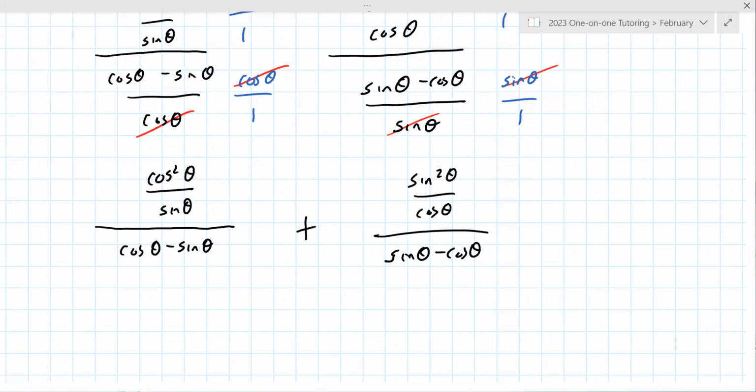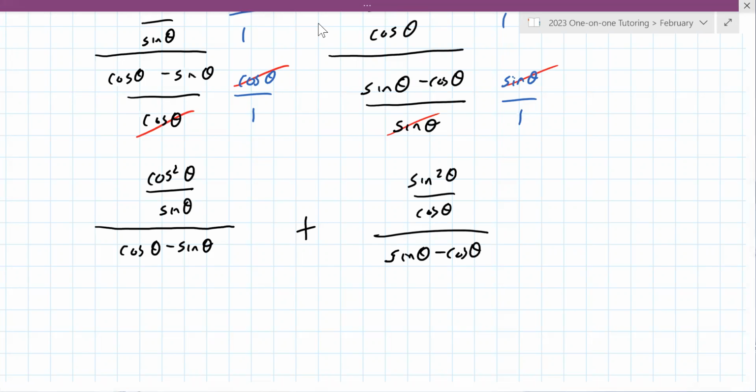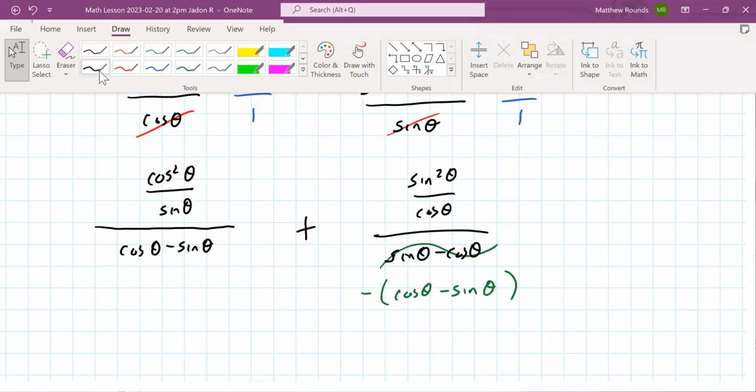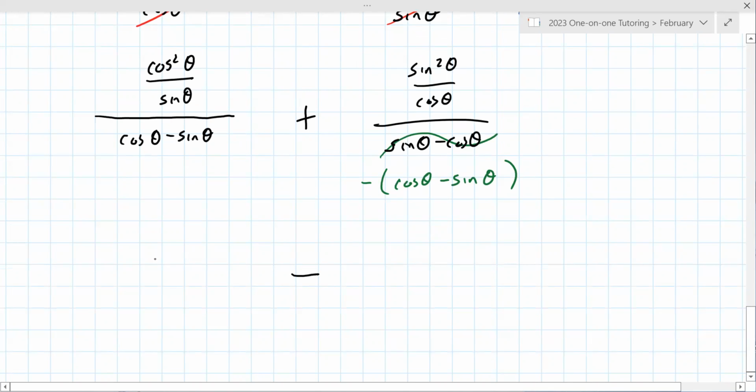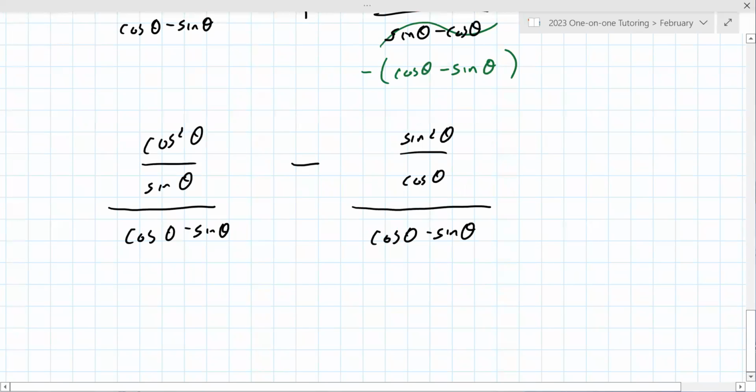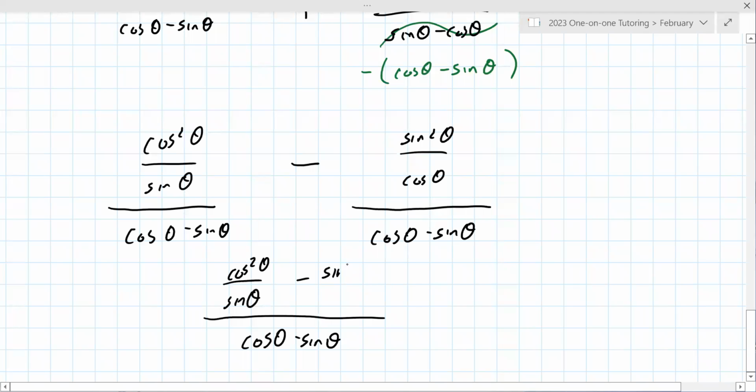Now, one of the things I'm noticing is the bottoms are really similar, except they're off by a sign. So if I factor out a negative from the one on the right, this becomes cosine theta minus sine theta instead of the sine theta minus cosine theta. And that negative is going to go right in the middle. So it's going to be cosine squared theta over sine theta over cosine theta minus sine theta, minus sine squared theta over cosine theta over cosine theta minus sine theta. And now we have a common denominator of cosine theta minus sine theta. And then it's cosine squared theta over sine theta minus sine squared theta over cosine theta.